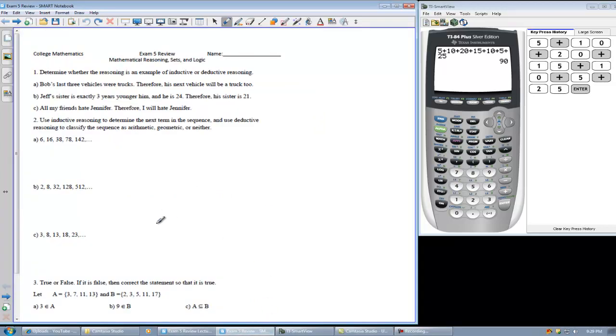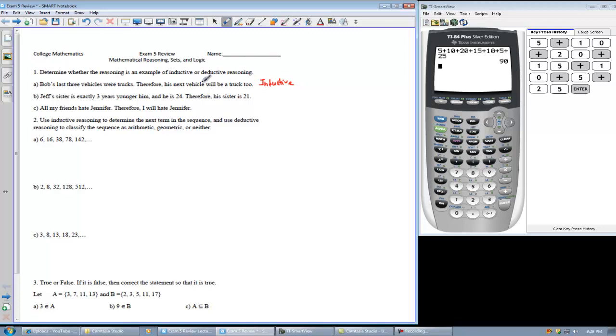So on exam 5 review, number 1 says determine whether the reasoning is an example of inductive or deductive reasoning. Bob's last three vehicles were trucks, therefore his next vehicle will be a truck too. Okay, so this is an example of inductive reasoning, right? Because you're going from these past three examples and then concluding something in the future.